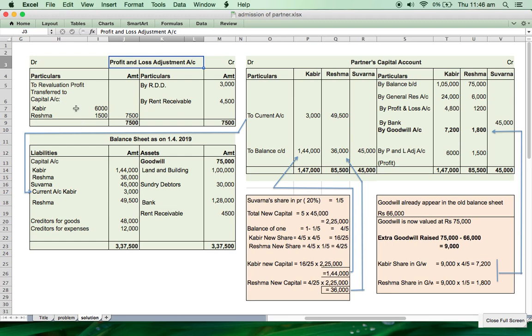After closing this account, you will see there is a revaluation profit of rupees 7,500. This profit will be distributed between the old partners only. So Kabir's share will be 4 upon 5 of this amount, which is 6,000, and Reshma's share will be 1,500. This we are going to show here in partners capital account credit side as by P&L adjustment account, Kabir 6,000, Reshma 1,500.